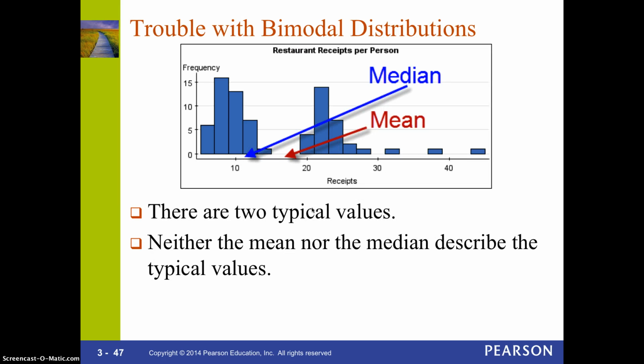Okay, so this is restaurant receipts per person at a restaurant. And you notice I definitely have two distinct clusters. The mean definitely is not a typical value because the mean ends up falling between the two clusters, and there's no receipt that was even close to where the mean falls. The median falls towards the right edge values of the lower cluster. So even that is not really a typical value.